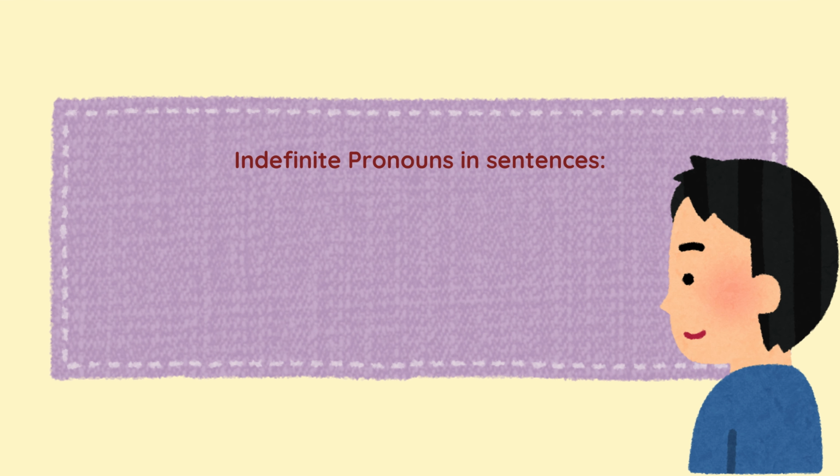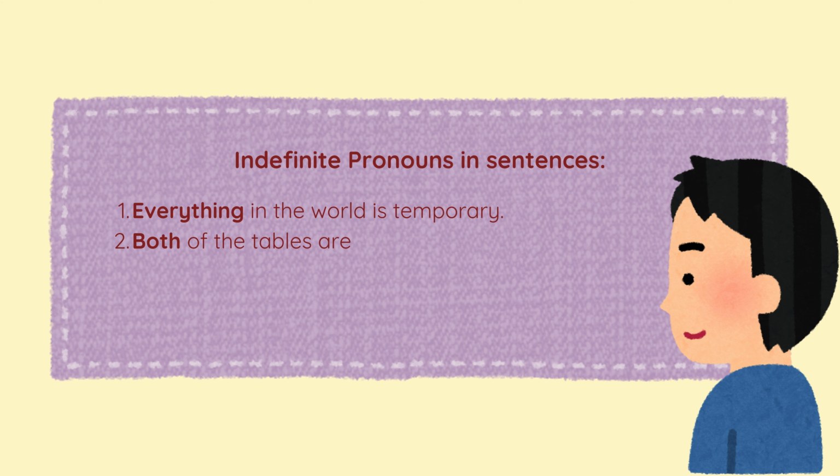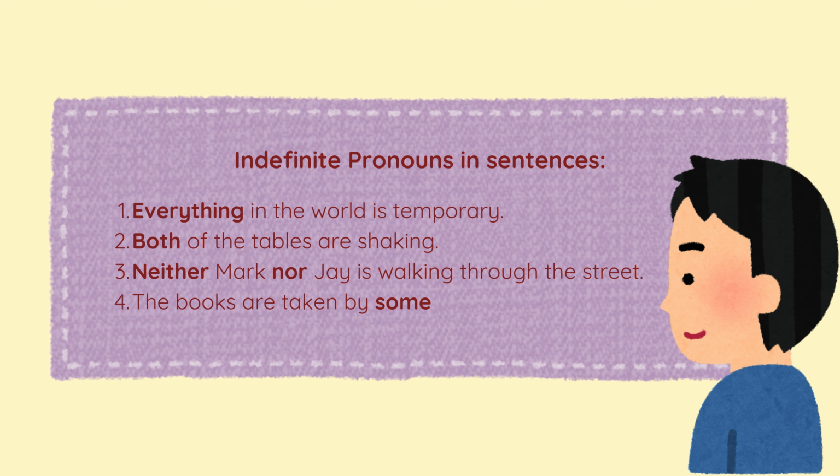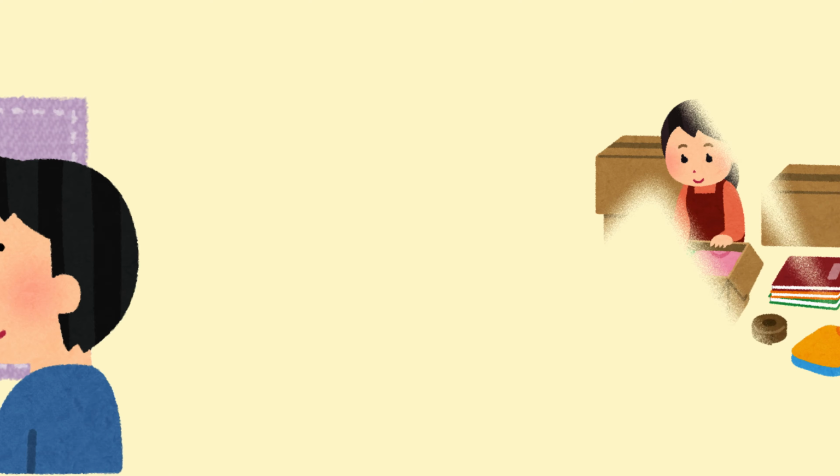Hence, this is how we use indefinite pronouns in a sentence. 1. Everything in the world is temporary. 2. Both of the tables are shaking. 3. Neither Mark nor Jay is walking through the street. 4. The books are taken by somebody.